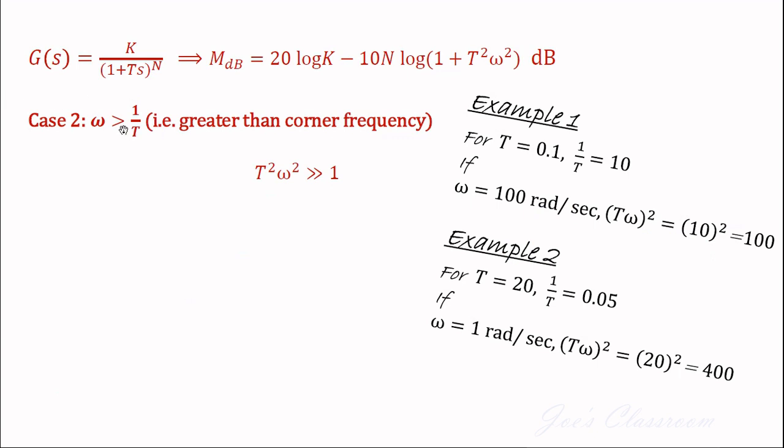And if you take frequencies greater than 1 by T, what's the condition? T square omega square is going to dominate, and that is going to be very, very large when compared to 1. Again, I have given some examples. You can just look at it. I'm not going to explain.